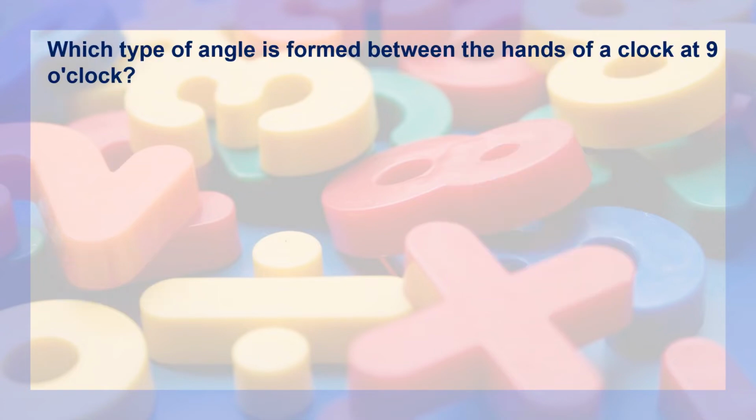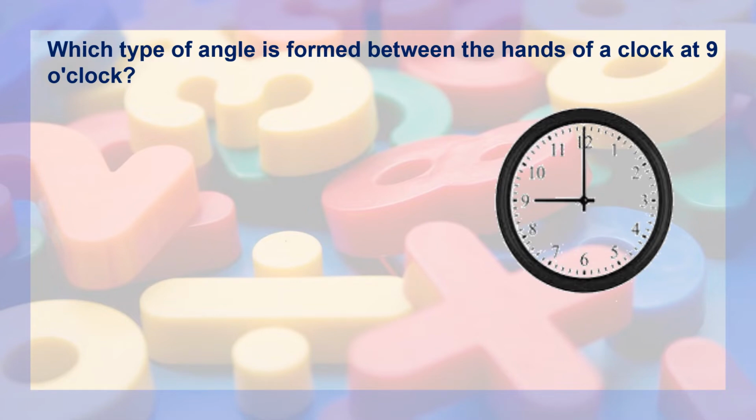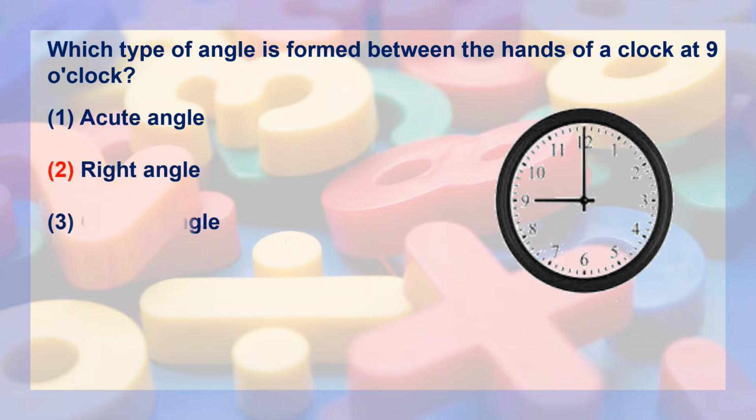Which type of angle is formed between the hands of a clock at 9 o'clock? Here I have a clock showing 9 o'clock, right? It is 9 o'clock on this clock. Which type of angle is formed between the hands of a clock at 9 o'clock? Is it an acute angle? Is it a right angle? Is it an obtuse angle? Or is it a straight angle?